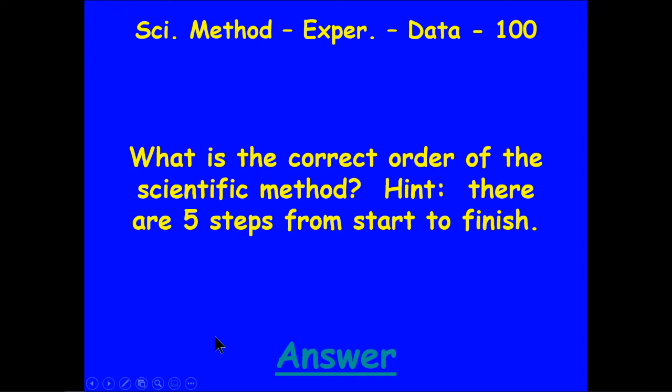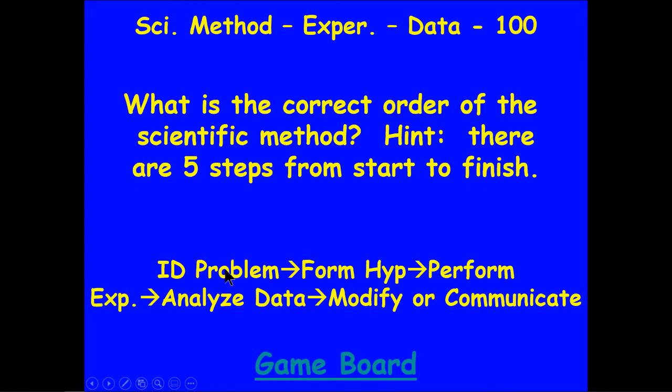5, 4, 3, 2, and 1. Got to identify the problem, form a hypothesis, perform the experiment, analyze your data, and then you modify the experiment or you communicate results. Also, if you want extra time to look these up in your study guide or to just try to figure out what they are, remember to pause the video.